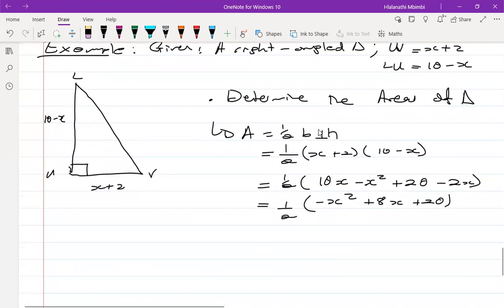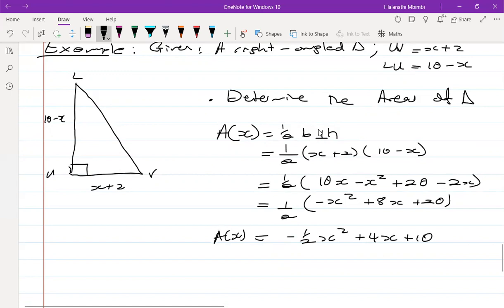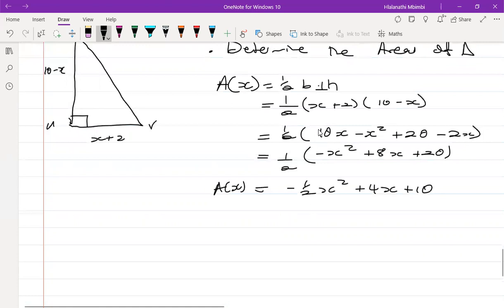At this point, I know that my area is a function of x, so I would like to write it as a function of x. And then the last question says, calculate the maximum. Don't forget to include the half as well. Oh yeah, I just leave it outside. You can put it this way: negative a half x squared plus 4x plus 10. Yes, we've determined the area.